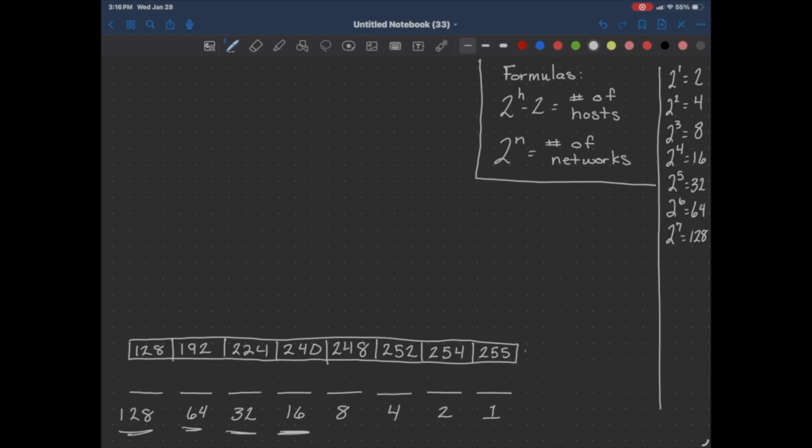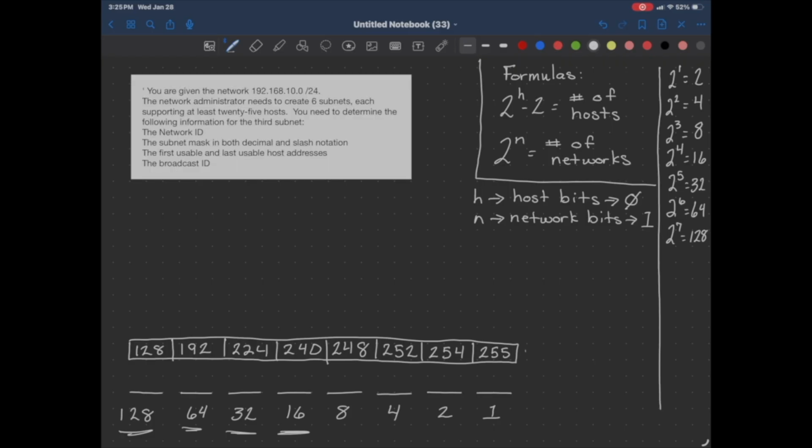We use these formulas to determine how many host bits or network bits we need in the subnet mask. The H in the first formula stands for host bits. Host bits in a subnet mask are always represented by zeros. In the second formula, the N represents network bits, and network bits are represented by ones, our only other choice.